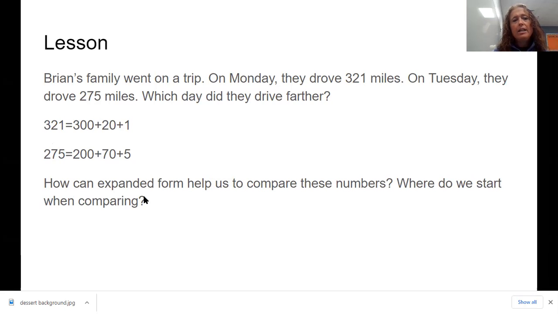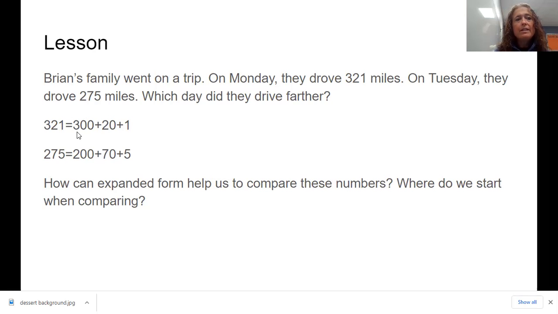Now, how can expanded form help us to compare these numbers? Okay, and where do we start comparing? So, the expanded form helps us to see which number is larger by comparing each place value independently. So, we always start with the hundreds place because if we see that one has more hundreds than the other, we immediately know that that number must be larger because hundreds is the largest place that we are looking at.